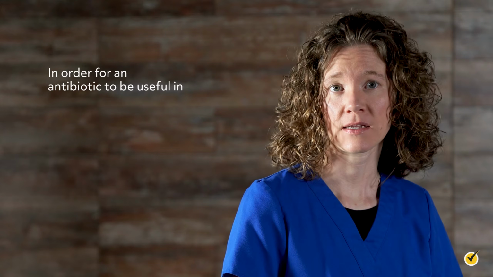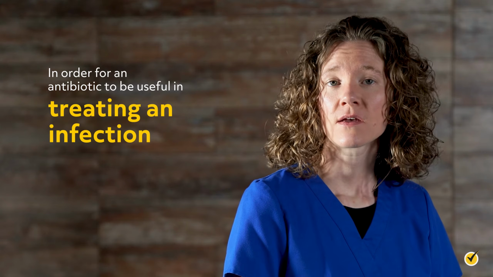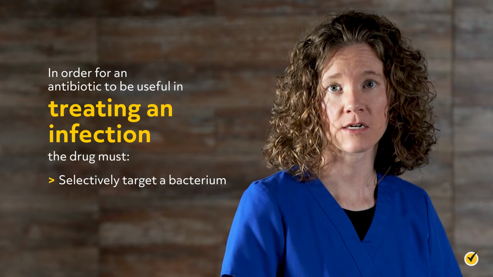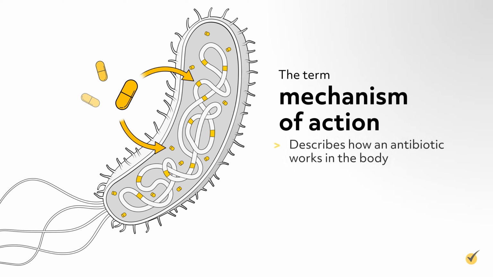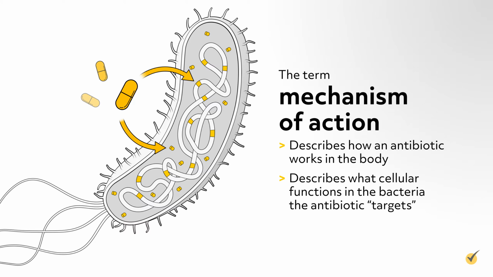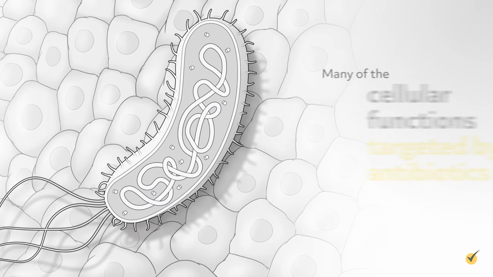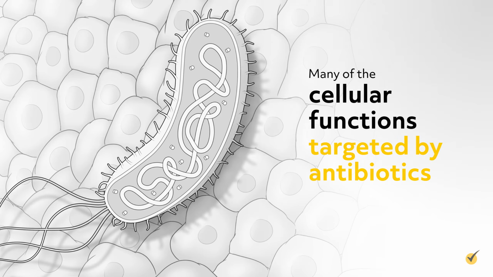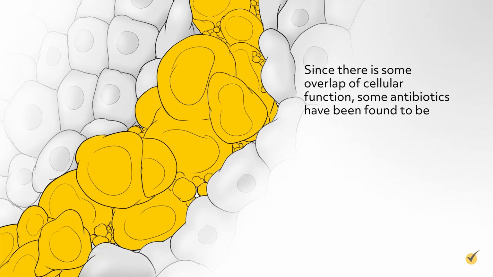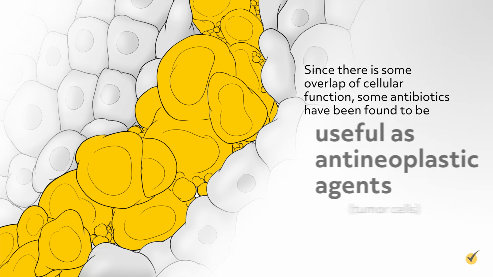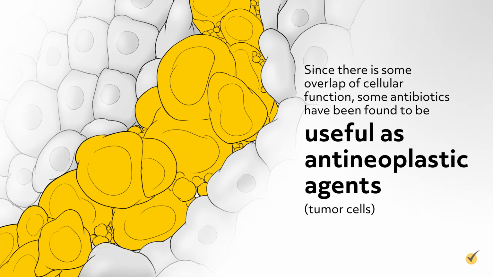In order for an antibiotic to be useful in treating an infection, the drug must selectively target a bacterium without harming human cells. The term mechanism of action describes how an antibiotic works in the body. More precisely, it describes what cellular functions in the bacteria the antibiotic targets. Many of the cellular functions targeted by antibiotics are either absent or different in human cells. However, since there is some overlap of cellular function, some antibiotics have been found to be useful as anti-neoplastic agents.